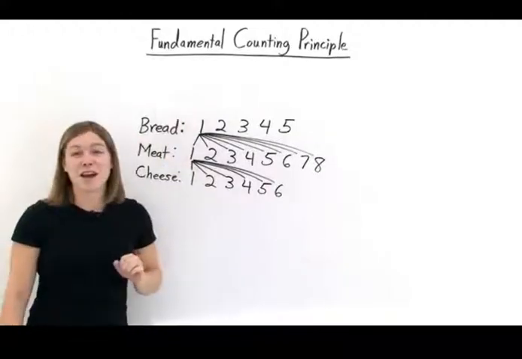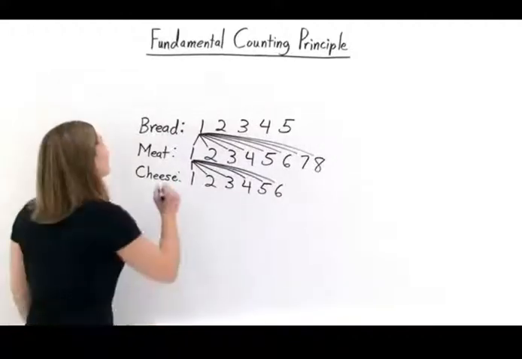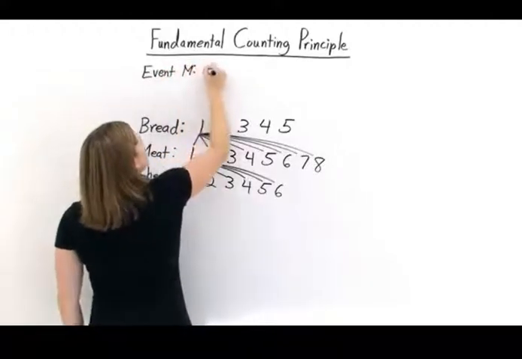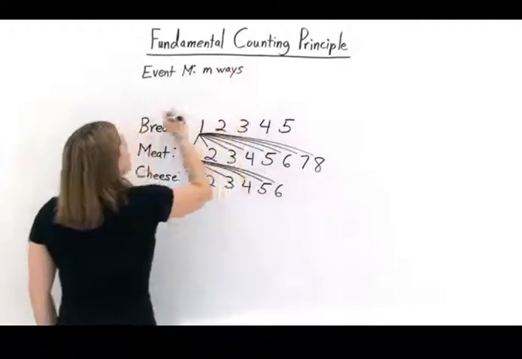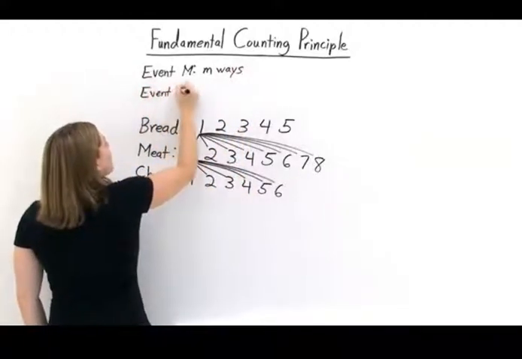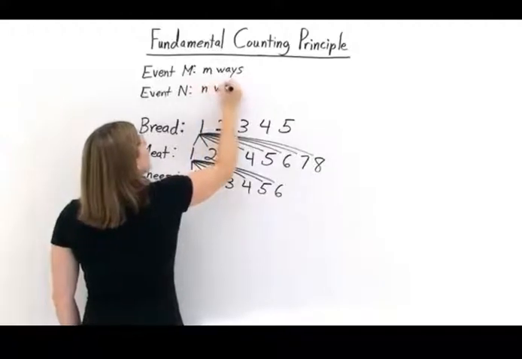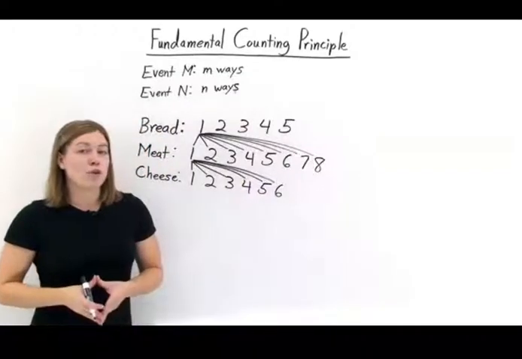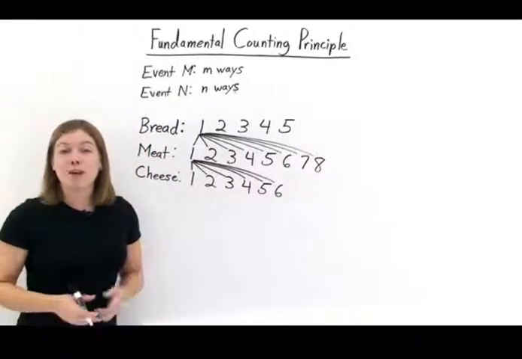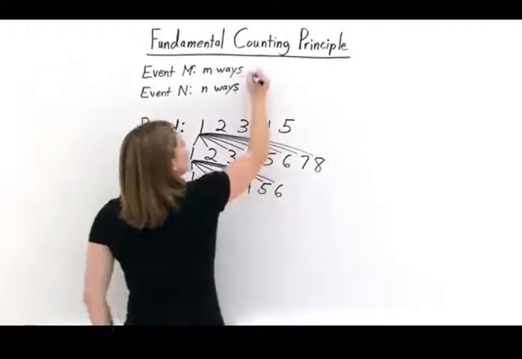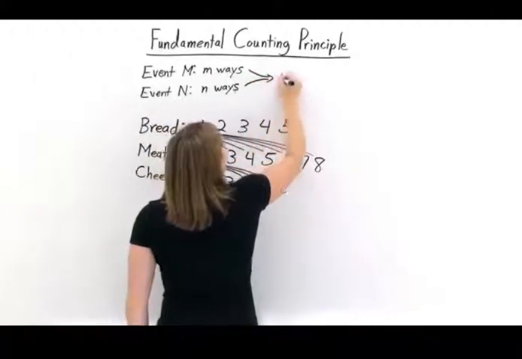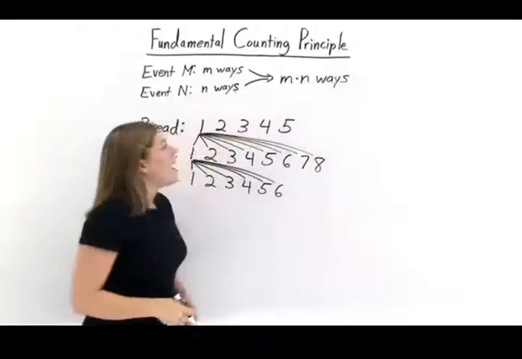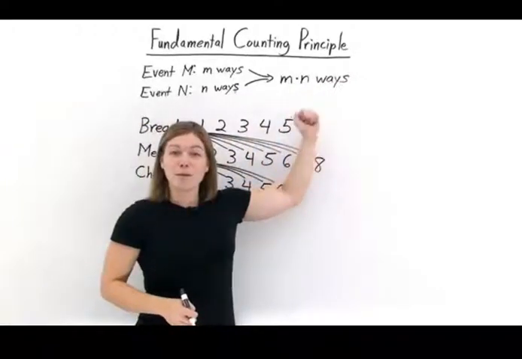It's called the fundamental counting principle. So let's take a look at it. Let's say that we have an event. We'll call it event M. And this event can occur m number of ways. Now let's also say that this event is followed by another event. We'll call it event N. And this event can occur n number of ways. Now, if we want to figure out the total number of ways these 2 events can occur, we use the fundamental counting principle. To do that, we take the ways that these events can occur and we multiply them together. So we take m times n. And we get m times n different possibilities.